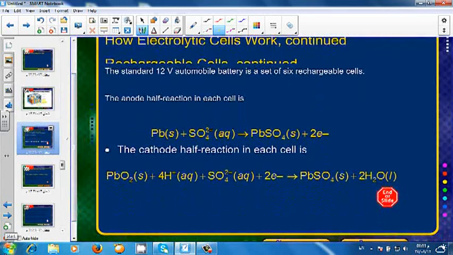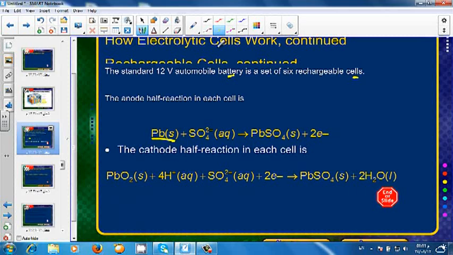A standard 12-volt automobile battery is a set of 6 rechargeable cells. So you know that a battery is composed of many cells. How many? 6 rechargeable cells. Let's see the anode half reaction.